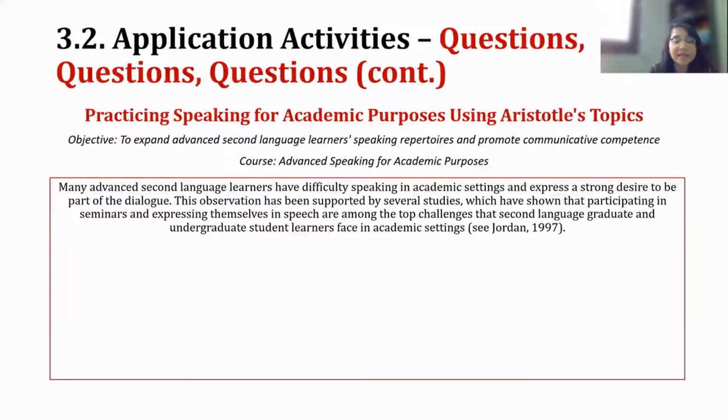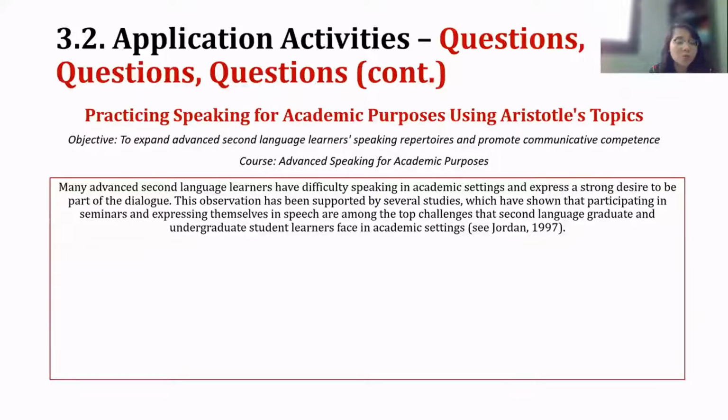Many advanced second language learners have difficulty speaking in academic settings and express a strong desire to be part of the dialogue. These observations have been supported by several studies, which have shown that participating in seminars and expressing themselves in speech are among the top challenges that second language graduate and undergraduate student learners face in academic settings. Please see Jordan in 1997.